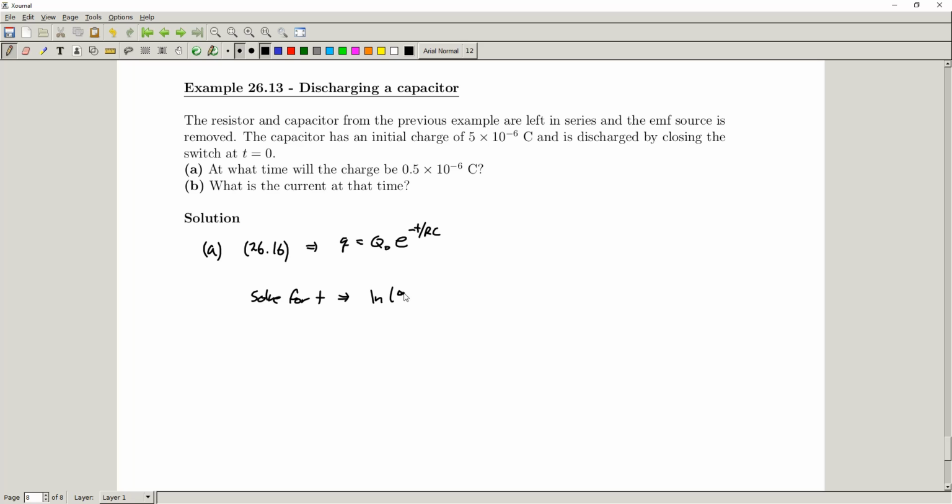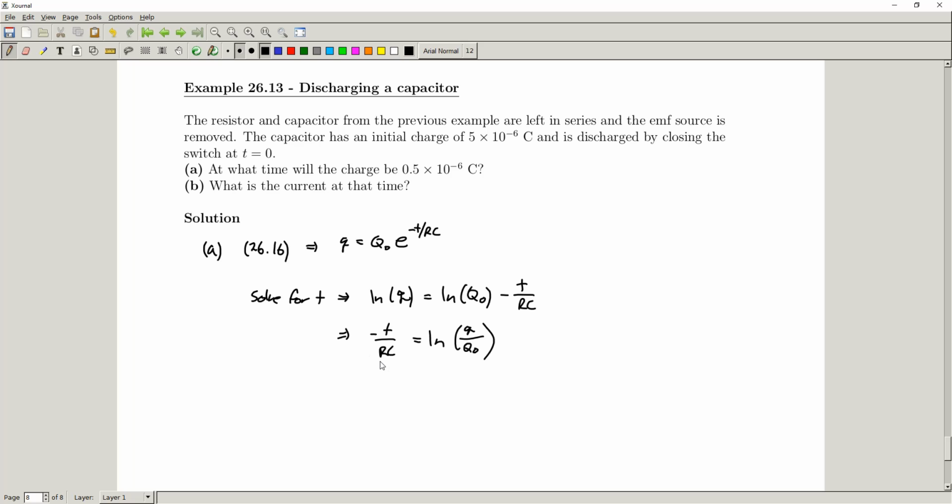We'll do ln q is going to be equal to ln of big Q naught minus t over RC. That's what we get if we take the natural log of both sides and clean things up a little bit. We're going to move those two logs to one side, and end up with something like this: minus t over RC equals ln Q over Q naught. Remember your rules when you're dealing with logs.